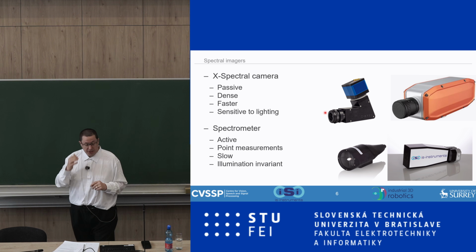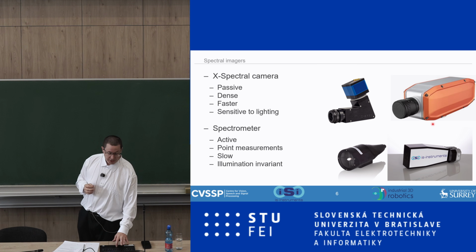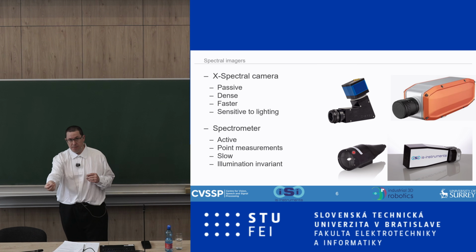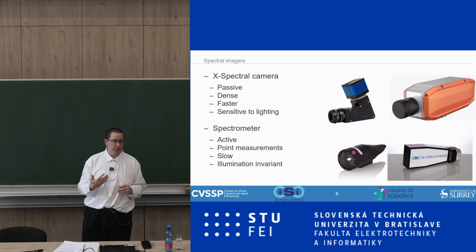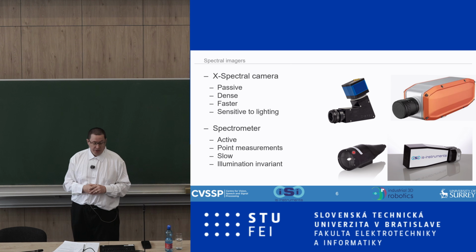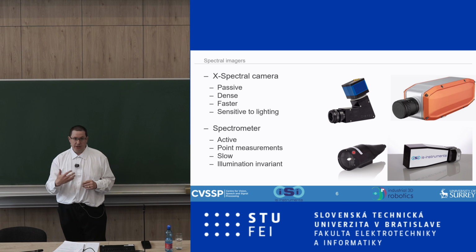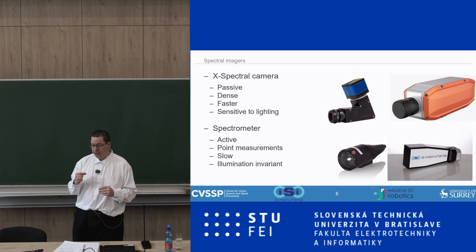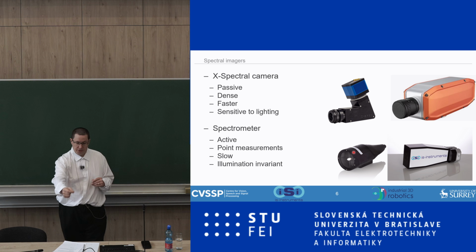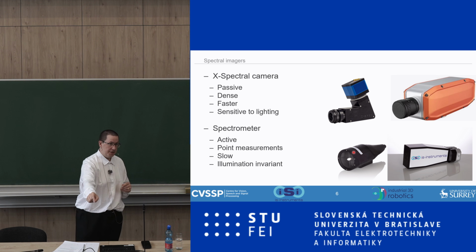The other way that we might do it is with a spectrometer. A spectrometer will normally emit light into the environment and then look at the reflection. That makes it agnostic to the lighting of the environment because it's creating its own light source. It also means it can work in the dark. The problem is it uses power because it has to generate that light. Also, generally, it will only take point measurements. It will shoot a bit of light, see the reflection, and know what the spectra is of that particular point.